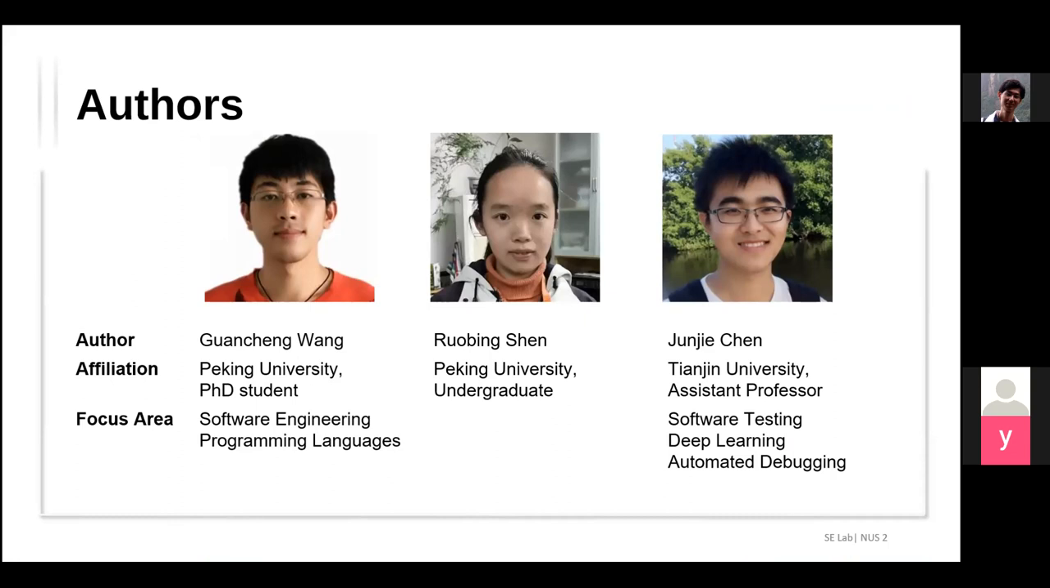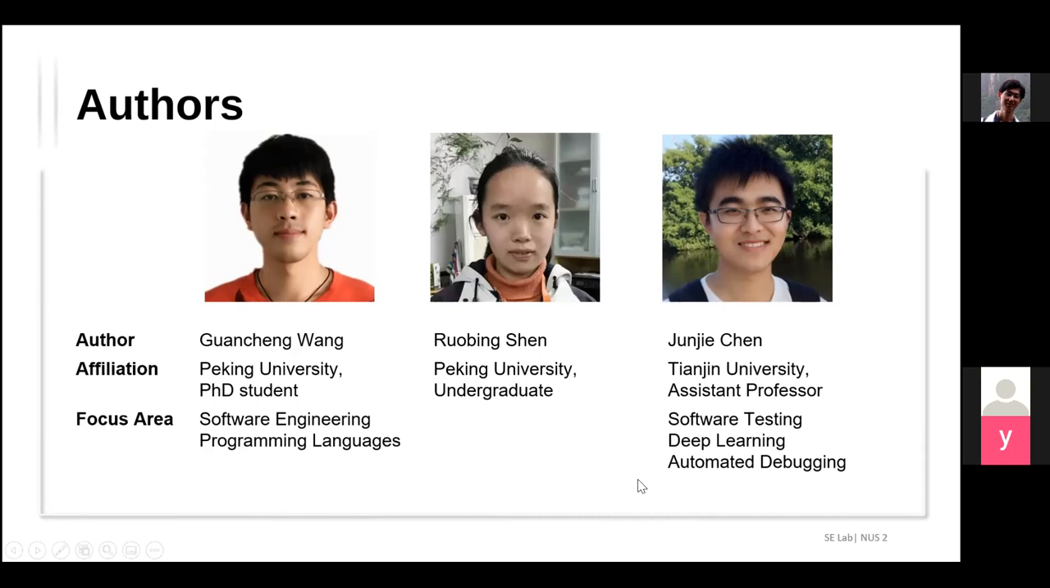For Roping, I can't find much details on her because she's an undergraduate. He is just an undergrad student in Peking. He's a she, I think. Oh, she. Yeah. All right. Okay. She's an undergraduate student at Peking University. So I can't find much of her focus area. But for the rest of them, mainly in the area of software engineering or software testing, that kind of stuff.